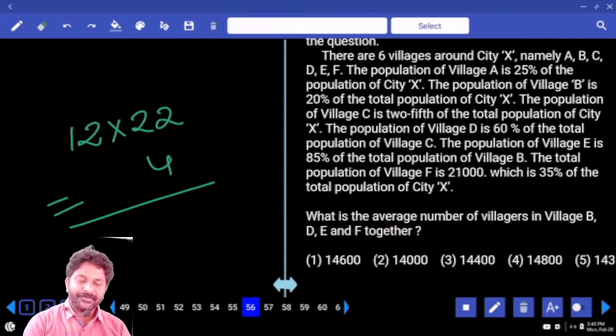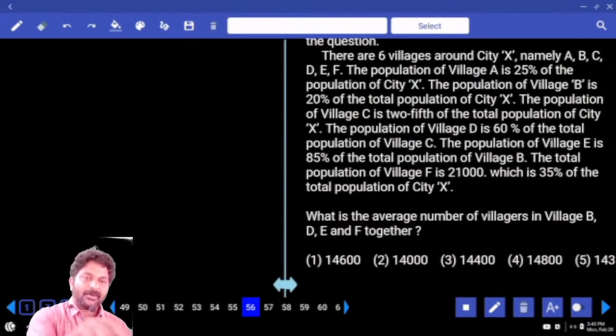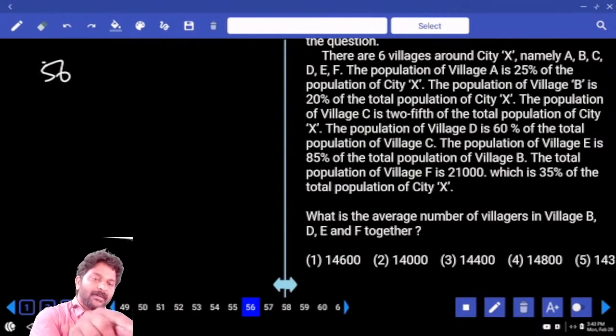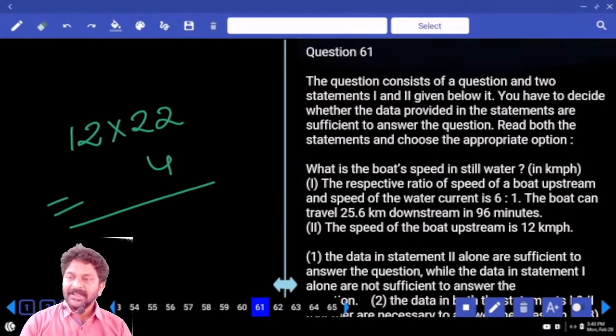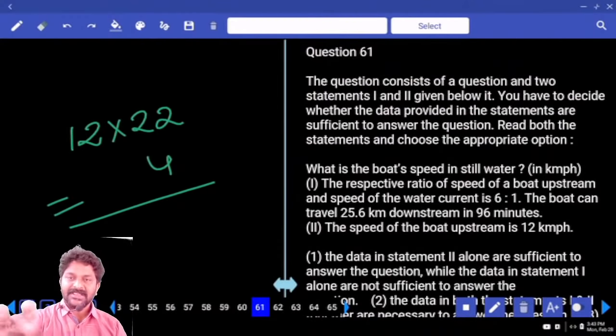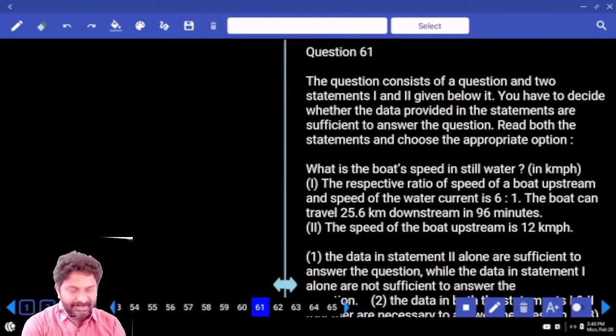Right. So from 56 onwards we have caselet. Do you want to do this? Come on. Right. Next, 61 onwards, data sufficiency. Can we pick data sufficiency?